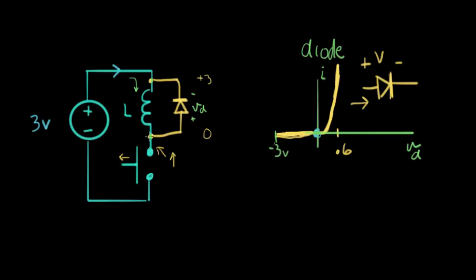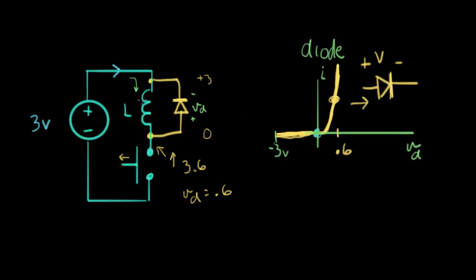So as soon as this voltage here gets to about 0.6 of a volt higher than right here, so when this voltage gets to 3.6 volts, what that means is that the V diode now equals about 0.6 volts, right? This is at 3 volts. This is at 3.6 volts. So V diode is 0.6 volts. And that puts us about here on the curve.